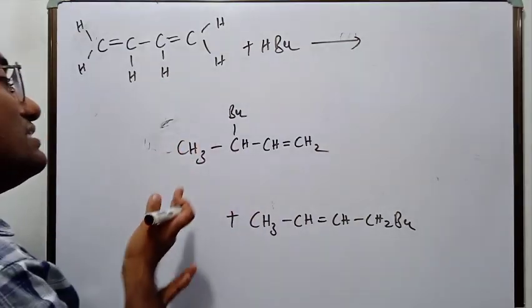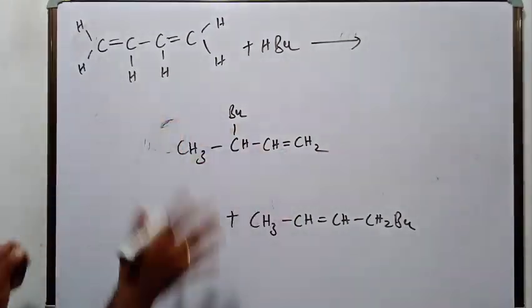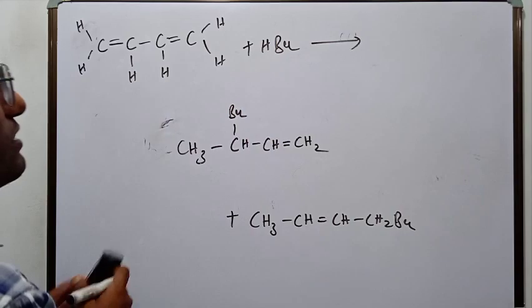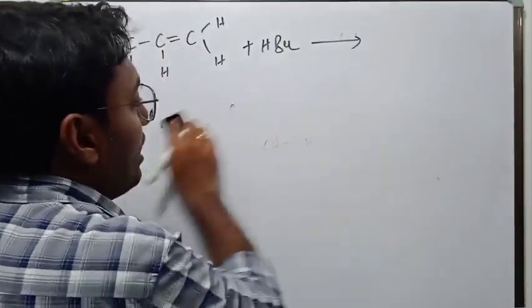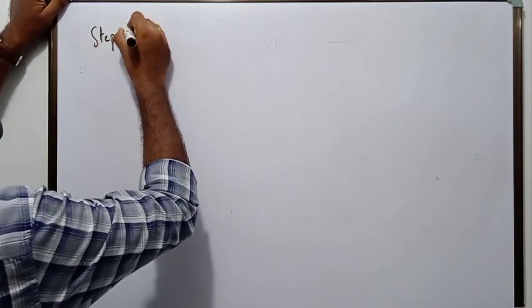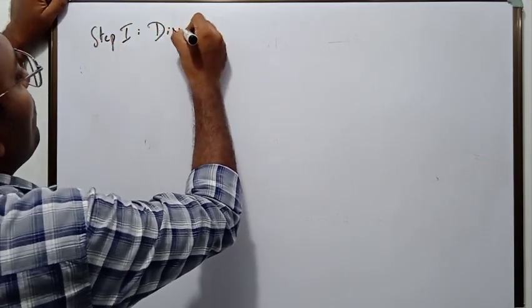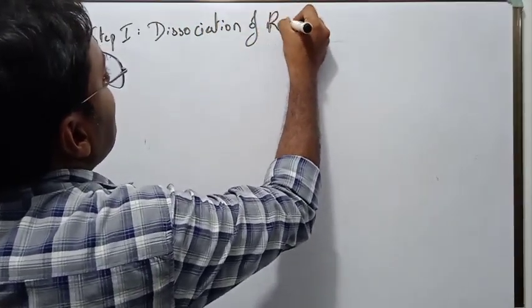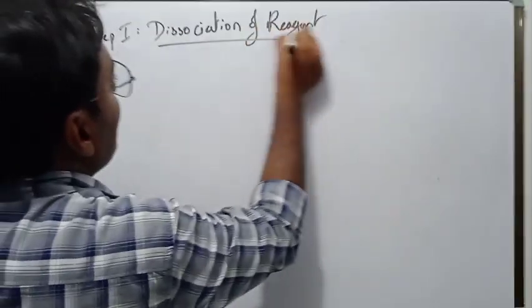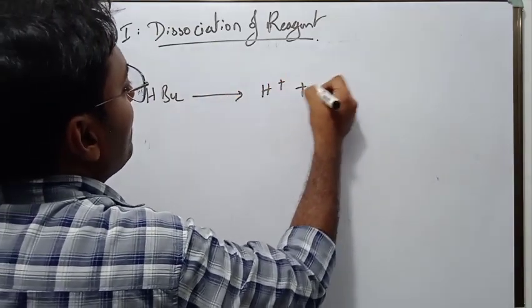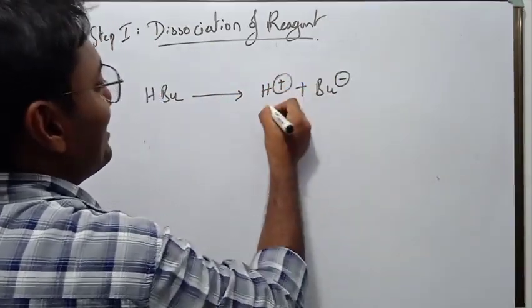Similar to the case that we have seen previously, this time we have used HBr. Now why does that happen? Why 1,2 adduct and 1,4 adduct? That is a question. For that, let us look at the mechanism of this reaction. Mechanism: dissociation of the reagent. What is the reagent here? HBr. Step number 1, dissociation of reagent. HBr gets split into H plus and Br minus. Which is the electrophile? No doubt, it is H plus.